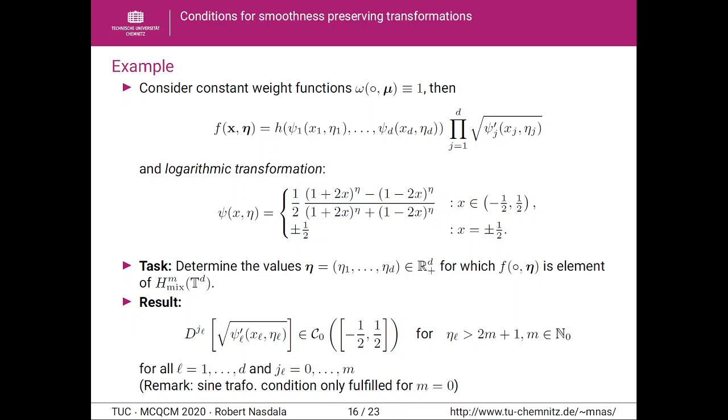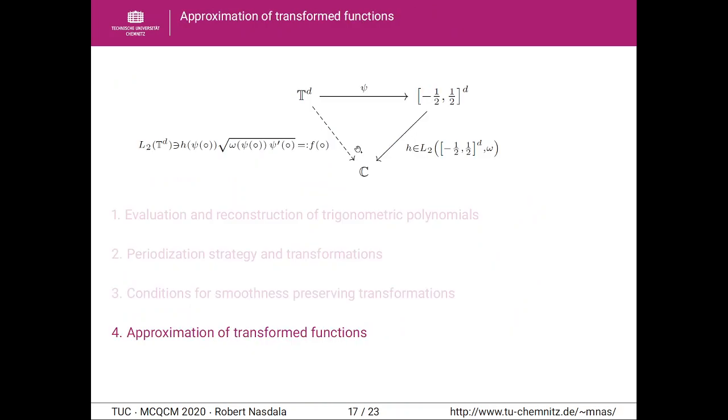No, not equal to 5, exactly greater than 5. That's the crucial point of this property. So for example, we need 6. And if we want it to be in H1, we need it to be greater than 3. Okay, and so what this means is by increasing this parameter in each coordinate, we can control the smoothness of this periodized function. And next up, what does this mean for actual approximation properties?